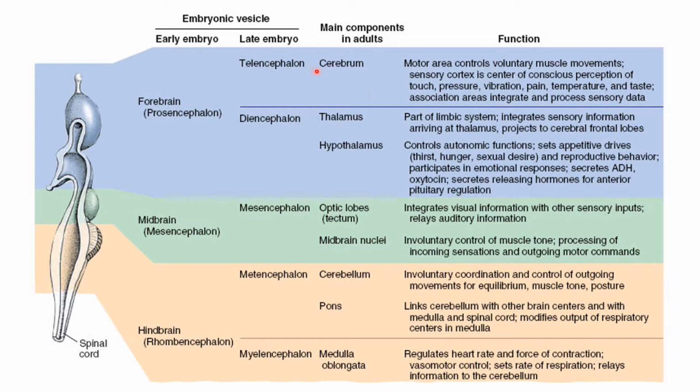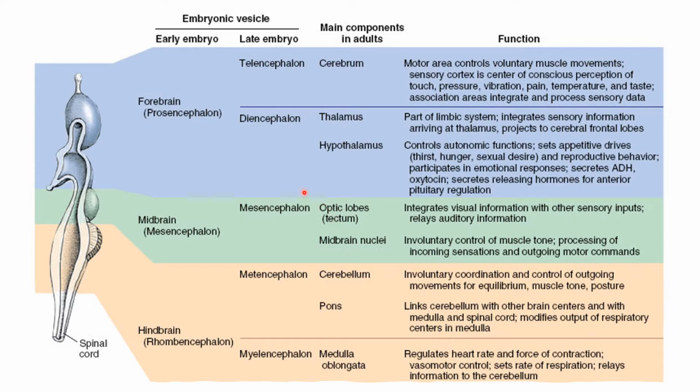So for the cerebrum, you have the motor area. Okay, so more likely all of the things that you do in a physical manner, like movements, yun yung tinatawag nating motor. Okay, so it controls your voluntary muscle movements. Sensory cortex is also the center of conscious perception of touch, pressure, vibration, pain, temperature, and taste. And it is also where the association areas integrate and process sensory data.